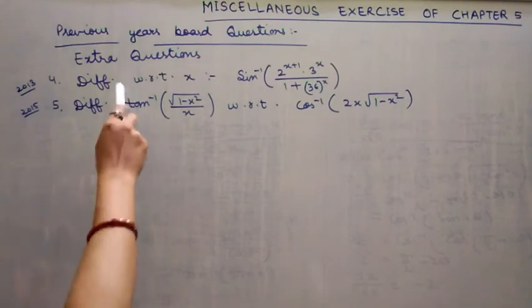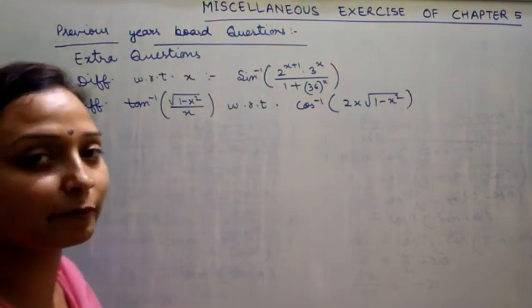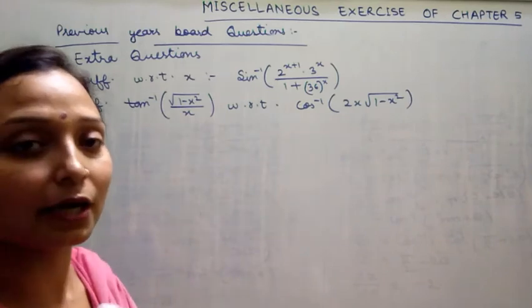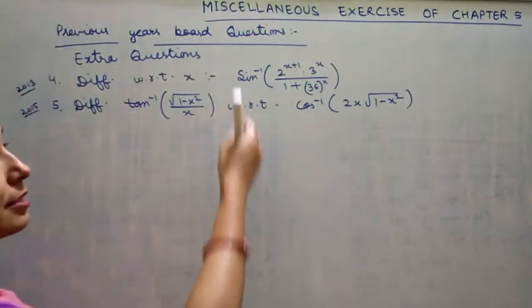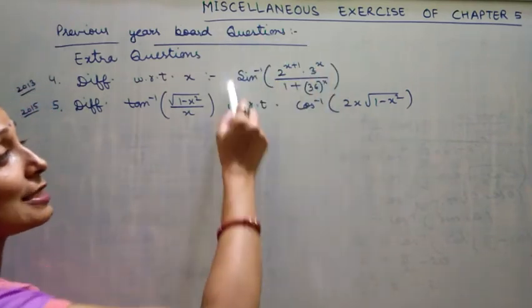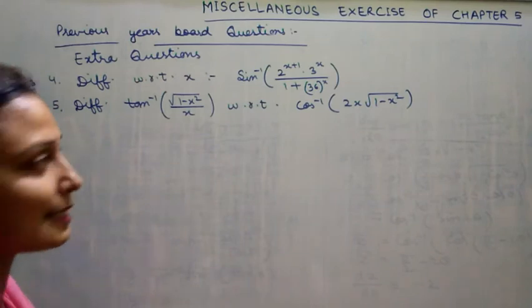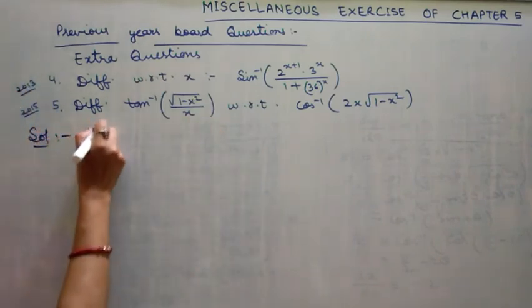Now come to the extra questions, then your miscellaneous exercise. Miscellaneous exercise has very important questions, which I have done, that come in the board exam. Now these two questions are extra, not from the miscellaneous exercise, but these questions are similar to the examples of the miscellaneous exercise. How to solve these questions, I will start from question number 4.